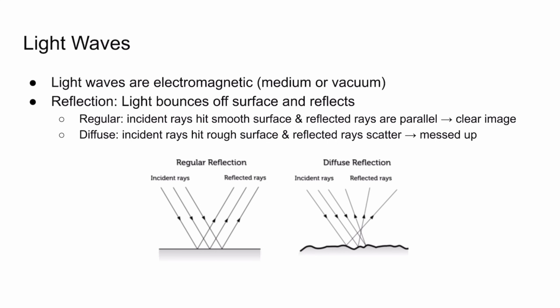So building off what we just learned with irregular waves, now we're going to focus on light waves. Light waves are electromagnetic, so they can also travel in a vacuum. Reflection is when light bounces off a surface and reflects, and there are two types of reflections. Regular reflection is when incident rays hit a smooth surface, so the reflected rays are parallel and a clear image forms. Diffuse reflection is when the incident rays hit a rough surface, so the reflected rays scatter and the image ends up all messed up.